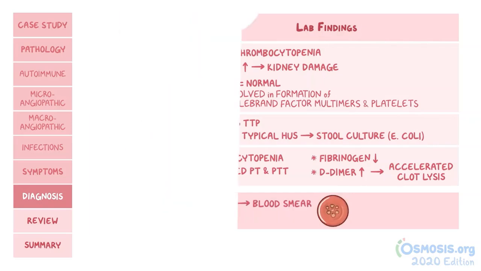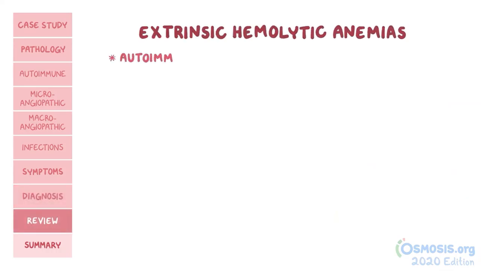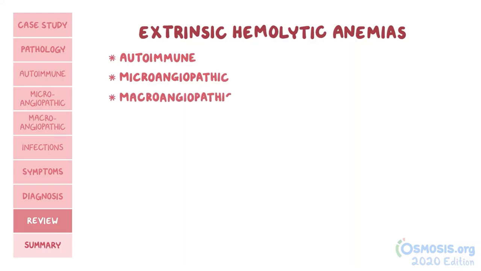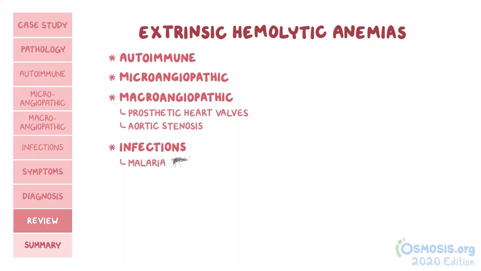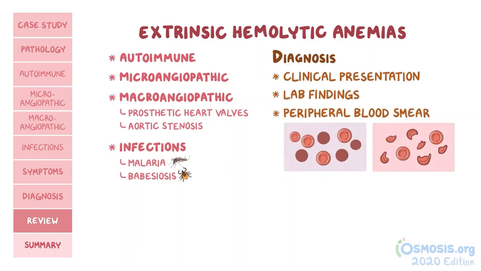Alright, as a quick recap, extrinsic hemolytic anemias include autoimmune hemolytic anemia, microangiopathic hemolytic anemias like TTP, HUS, and DIC, macroangiopathic hemolytic anemia due to prosthetic heart valves and aortic stenosis, and infections causing hemolysis like malaria and babesiosis. A diagnosis can be made based on clinical presentation, lab findings, peripheral blood smear, and more specific tests like Coombs test.